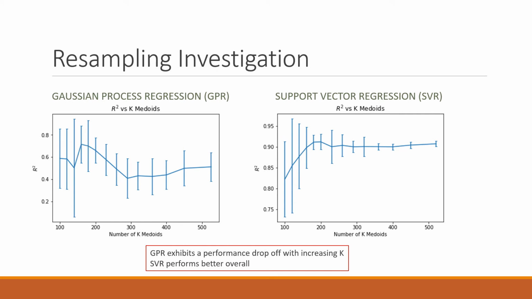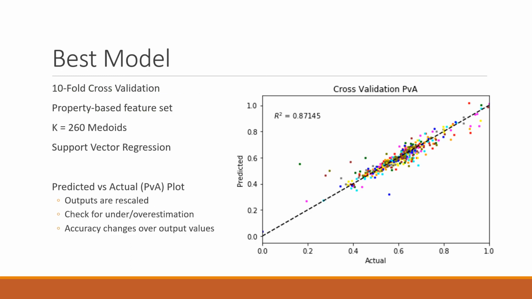Plots like these can tell us about model performance, qualitative information of how the data is distributed, and the intersection of these two factors. The best performing model with the highest R-squared value so far for the property-based feature set takes 260 K medoids and then fits a support vector regressor. On the right, I have plotted the 10-fold cross-validation PVA plot.